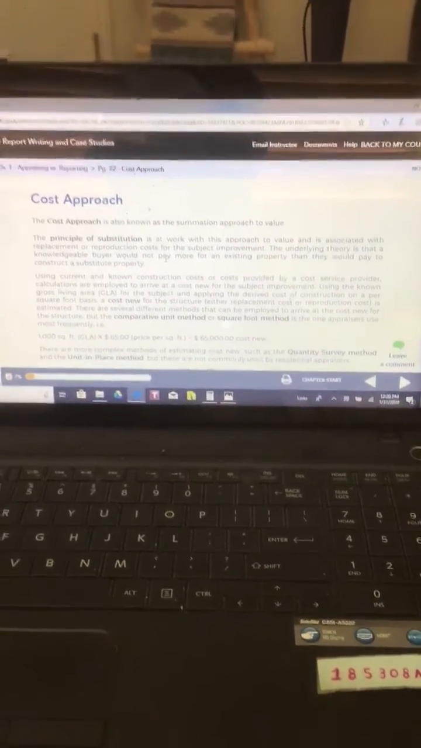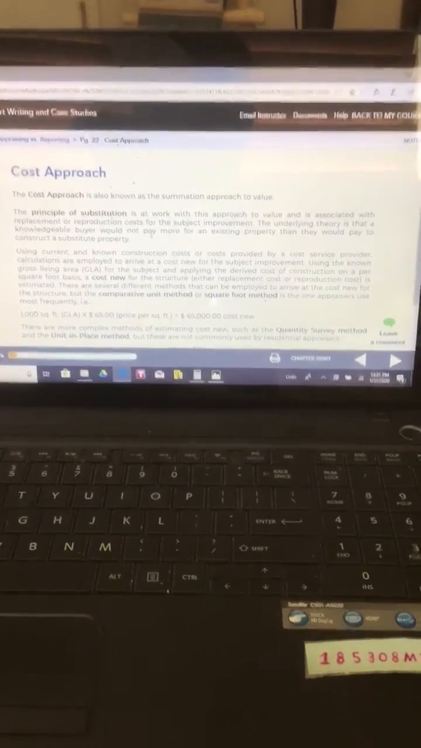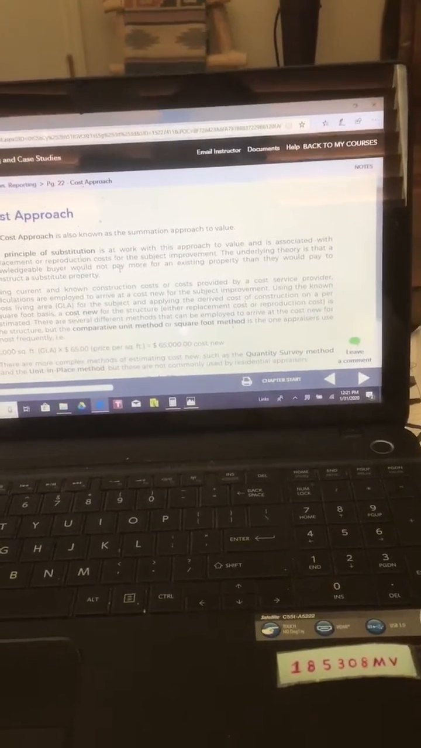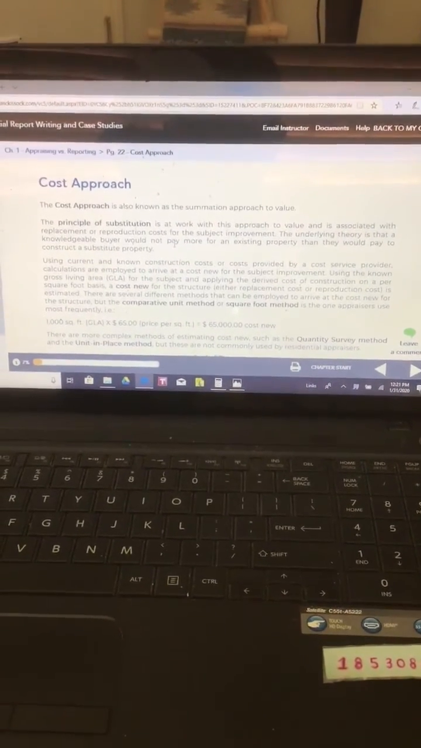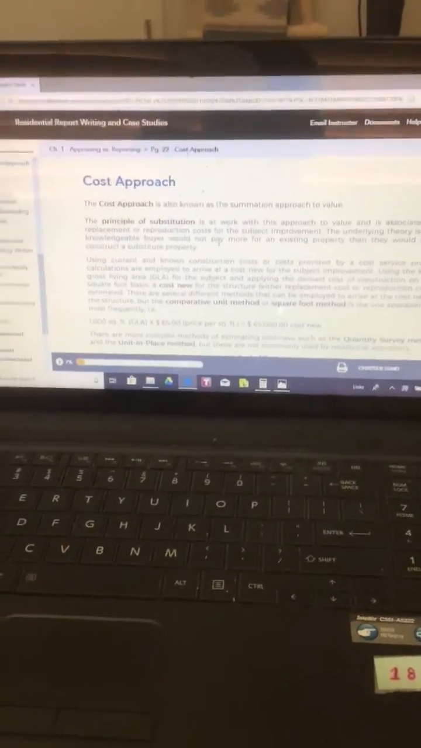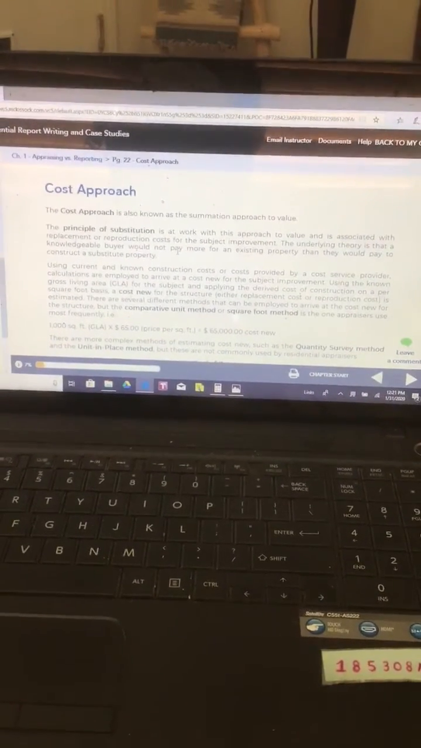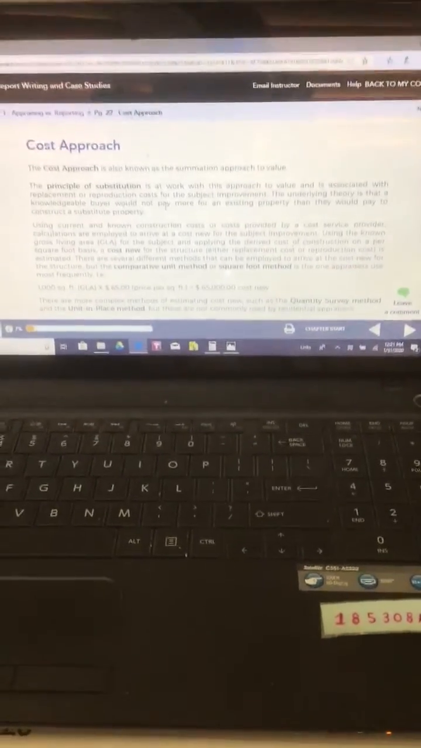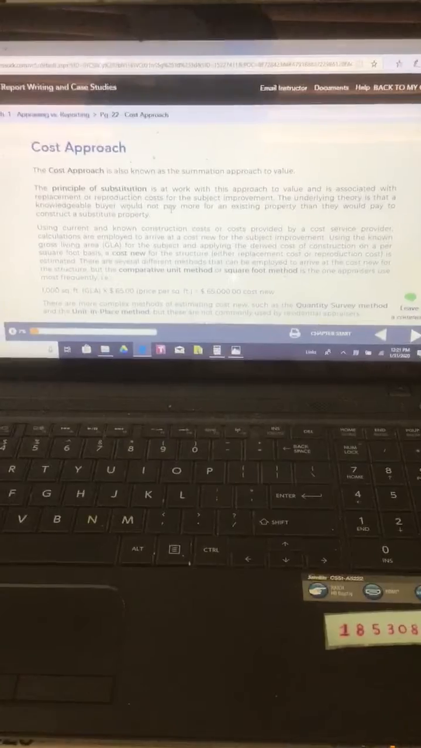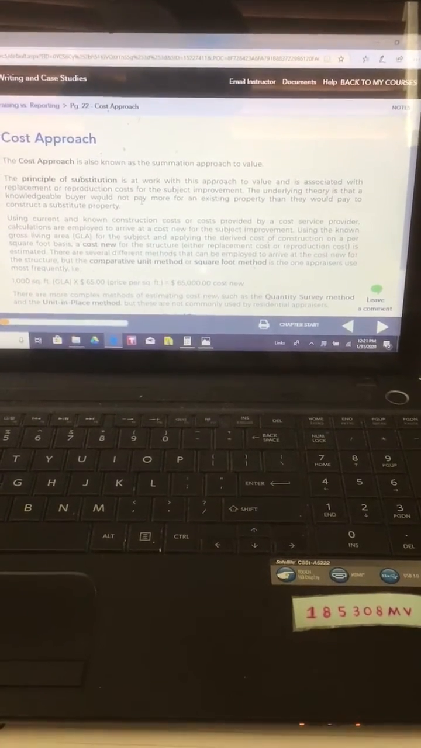There are several different methods that can be employed to arrive at the cost new for the structure, but the comparative unit method, or square foot method, is the one appraisers use most frequently. For instance, 1,000 square feet gross living area times $65 per square foot equals $65,000 cost new. There are more complex methods of estimating cost new, such as the quantity survey method and the unit in place method, but these are not commonly used by residential appraisers.